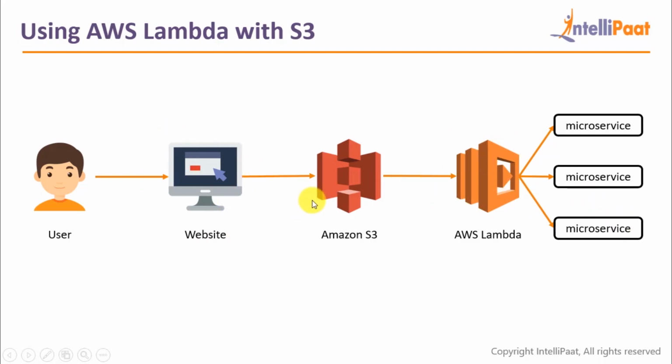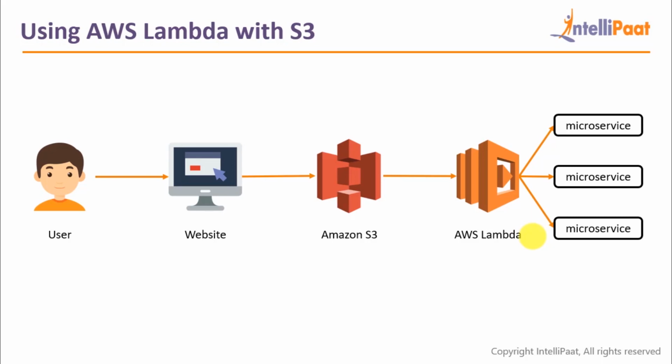Also, if it was a get operation, if the user is trying to download a photo, the photo will be downloaded from the S3 bucket where it is stored. You can use that also as a trigger in the Lambda function, and you can make any microservice out of it. So this is how S3 is used as a trigger with Lambda functions.